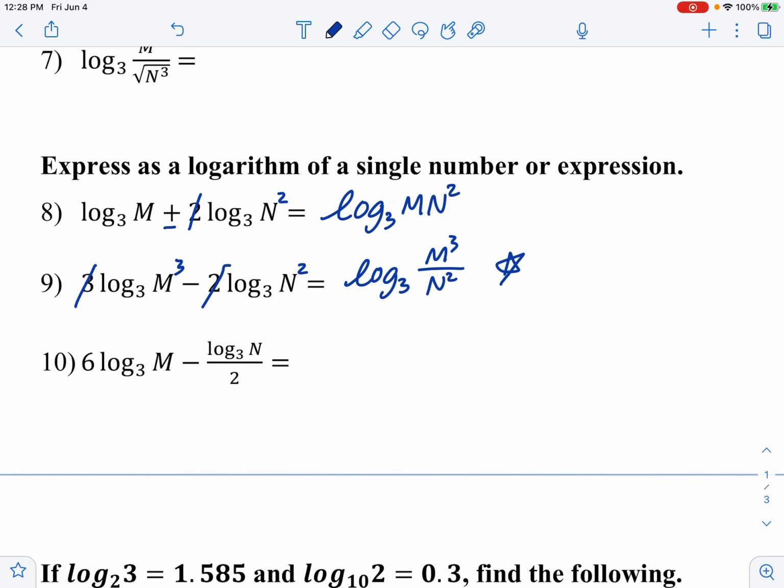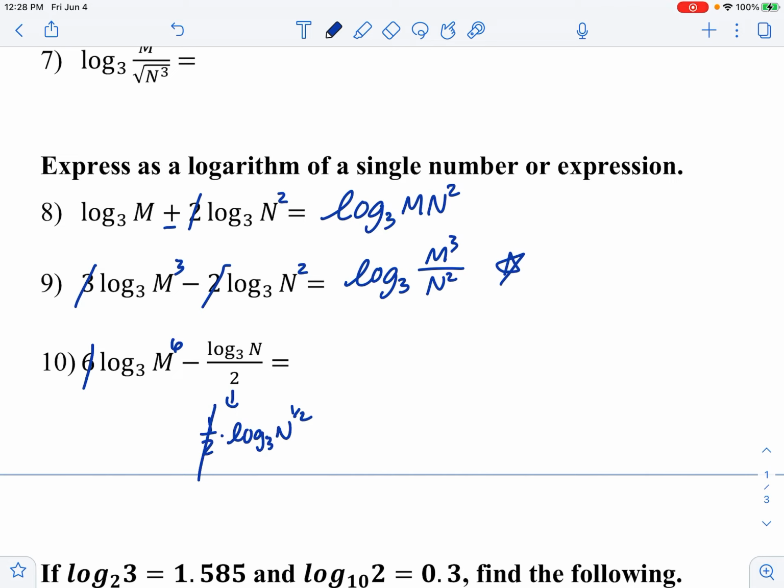For number 10, I've got to do a little bit more manipulation than I have in the past. First thing, I'll move that as a 6 power, no big deal. This term, though, what I really have is 1/2 times the log base 3 of n. Oh, now that I write it like that, that means that that 1/2 is that exponent. Okay, much better. Let's see what we get.